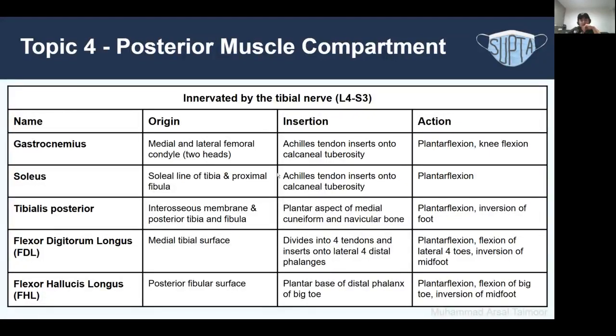And if you remember, the tibialis posterior alongside the tibialis anterior will invert the foot. The FDL or flexor digitorum longus is similar to the extensor digitorum longus in that it divides into 4 tendons and inserts onto the phalanges. So in this case, onto the lateral four distal phalanges, same as the extensor digitorum longus, and then you've got the flexor hallucis, meaning big toe, so the base of the distal phalanx of the big toe.